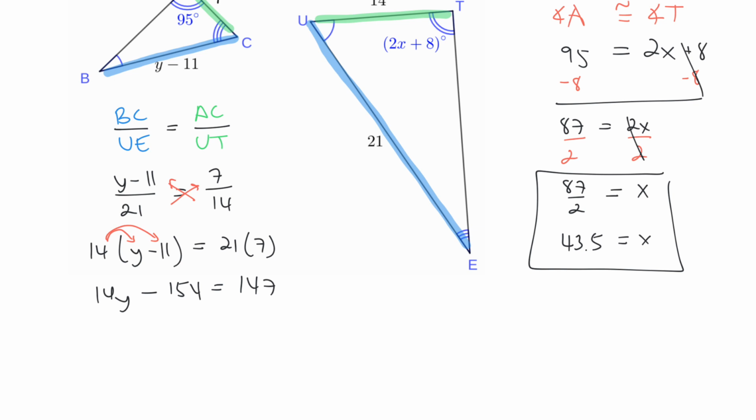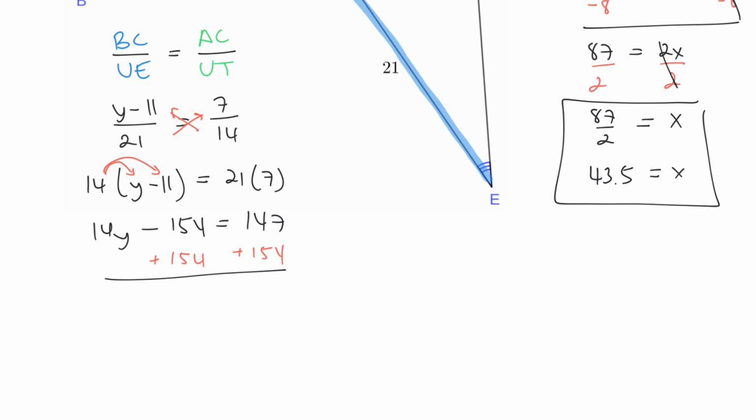All right, so solving for y, I'm going to go ahead and add 154 on both sides of the equation here. And so we are left with 14y minus 154 plus 154 becomes 0, and this is going to be equal to 301. Last but not least, 14y, that's multiplication, so divide by 14 on both sides.